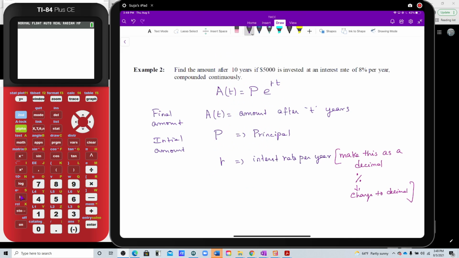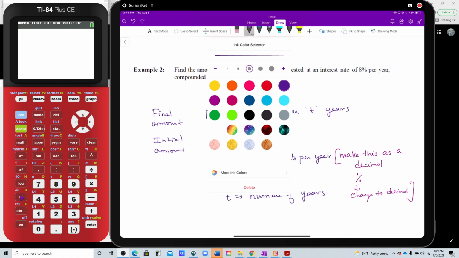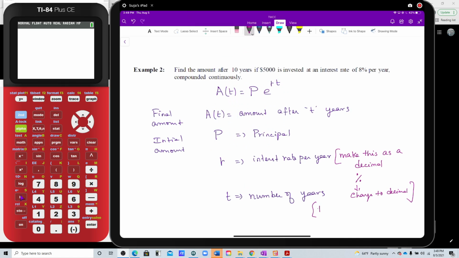And the next one is your t. This will be the number of years. Just one thing to remember here again is make sure that this must be in years when you put that in the formula. What I mean by that is if I'm giving you 6 months, then you convert 6 months to a year conversion, half a year. So when I put that in my formula, I will be using 1/2 or 0.5, and I will not use 6 in there. So this is the information I need to know to do this problem.